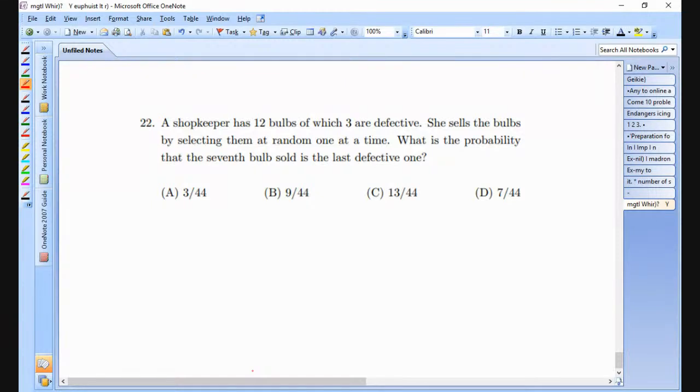So a shopkeeper has 12 bulbs, out of which 3 are defective. She sells the bulbs by selecting them at random, one at a time. What is the probability that the 7th bulb sold is the last defective one? Okay, interesting. How will you proceed with this, guys? Tell me. Any ideas?